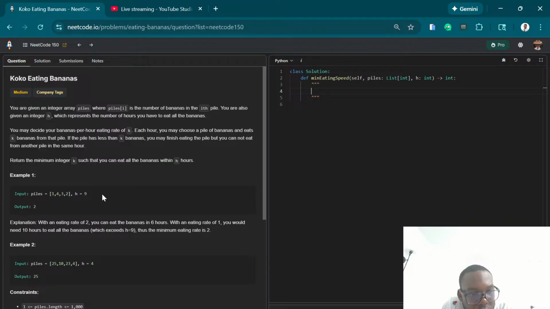With an eating rate of 2, you can eat the bananas in 6 hours. With an eating rate of 1, you need 10 hours to eat all the bananas, which exceeds 9. Thus, the minimum eating rate is 2. Yeah, that does make sense. For example, if we were to eat 1 banana per hour, that would be 10 hours, but 10 hours already exceeds the 9-hour limit.